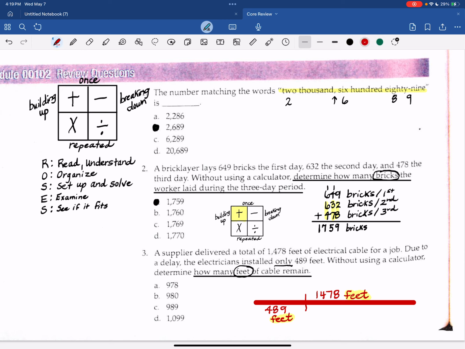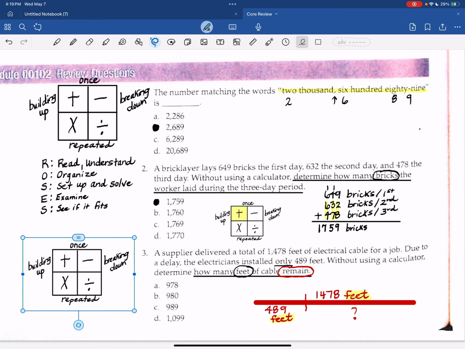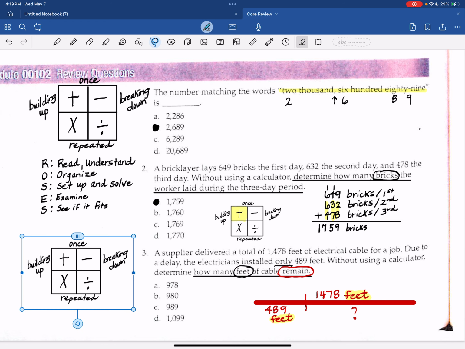So the question is, how many feet are there? The word remain is a clue. The word only is a clue that on this one I need to break down. So, are we doing it once or more than once? We're doing it once. And breaking down once is done with subtraction. So let's do that subtraction without a calculator. They're forcing me to use my basic math skills.